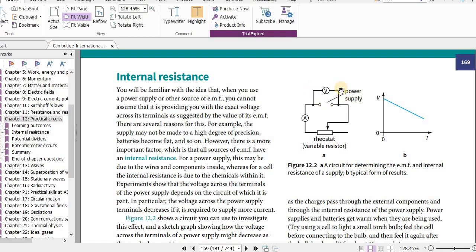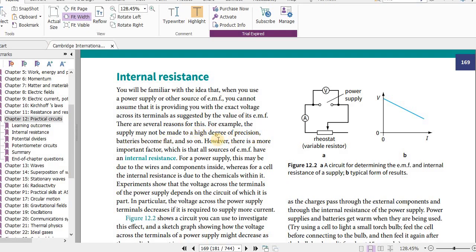If you connect a voltmeter directly across the terminals of a power supply, then since that voltmeter has a very high resistance, the reading it will give in that case will be equal to the EMF of the cell. So this is how we determine the EMF. But if you connect the cell to some other component and then connect the voltmeter across it to find the potential difference across the power supply, it will be a lesser value than the EMF. So later on we will see that in this chapter.